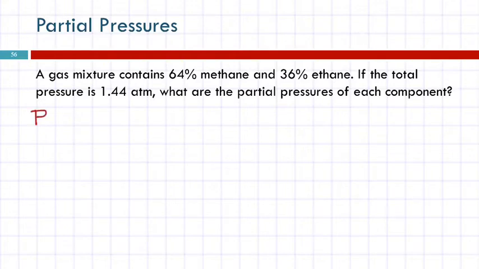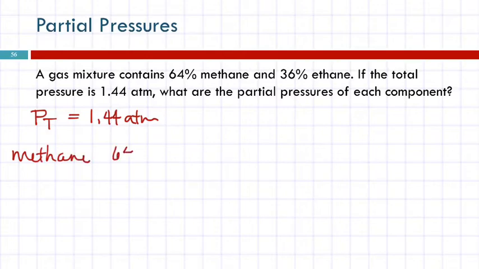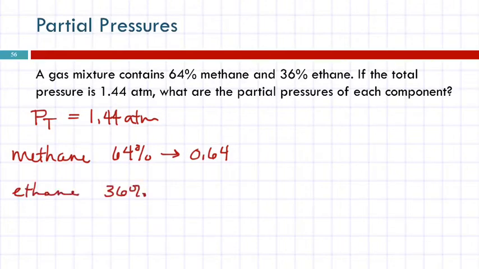So the total pressure, P total, is 1.44 atmospheres. For the methane, it's 64%. What would that equal as a fraction? 0.64. Just divide by 100, 0.64. So that's its fractional composition. Ethane is 36%. Its fractional composition is 0.36.